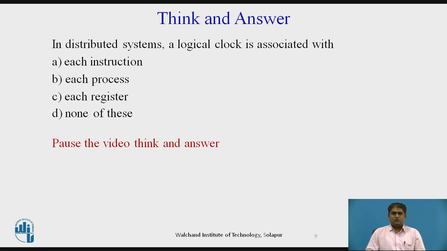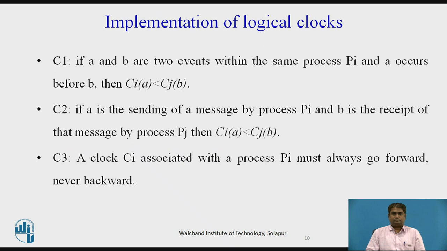In a distributed system, a logical clock is associated with each process. From the definition of the happened-before relation, it follows that the clock condition mentioned above is satisfied if the following conditions hold. Condition C1: if a and b are two events within the same process Pi and a occurs before b, then Ci(a) is less than Ci(b). Condition C2: if a is the sending of a message by process Pi and b is the receipt of that message by process Pj, then Ci(a) is less than Cj(b).